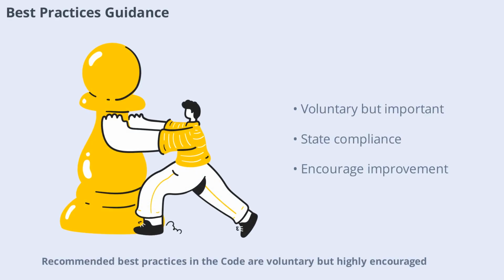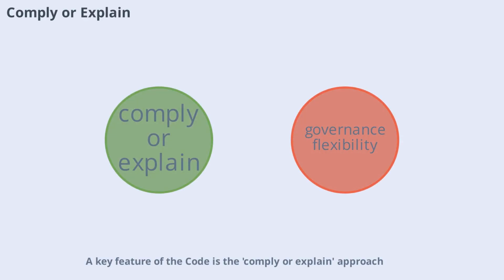Recommended best practices in the code are voluntary but highly encouraged. They serve as guidance to help issuers strengthen their governance frameworks and support the application of core principles. While not mandatory, issuers are expected to state whether they follow these practices and provide reasons for any deviations. This approach fosters a culture of continuous improvement and transparency, encouraging companies to go beyond the minimum requirements for the benefit of all stakeholders.